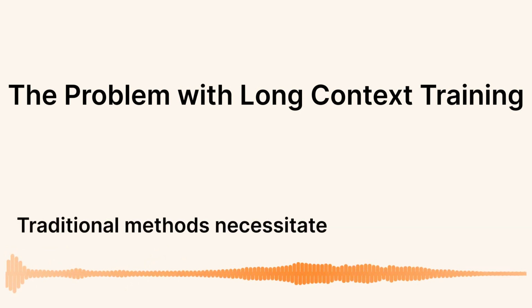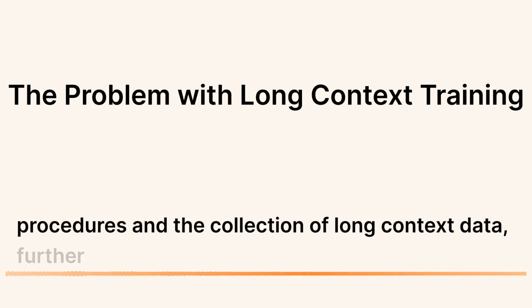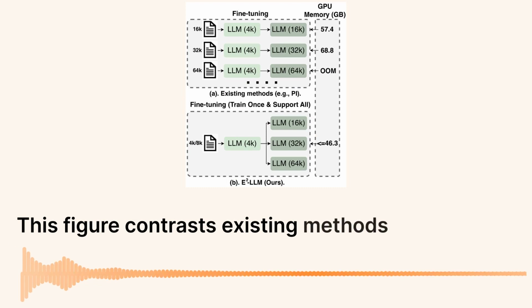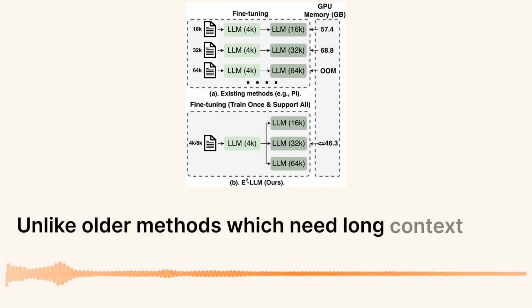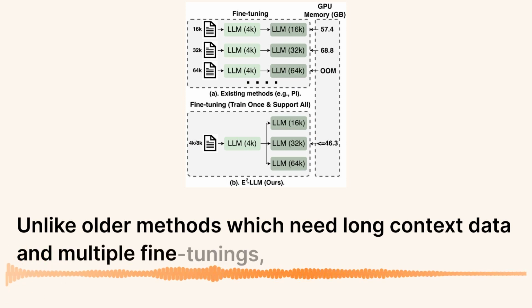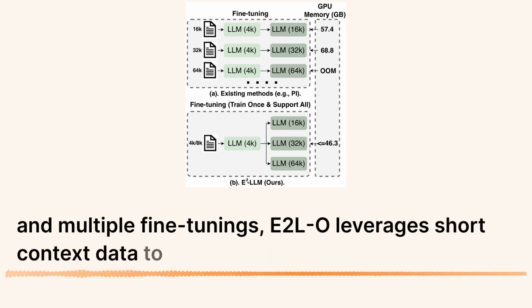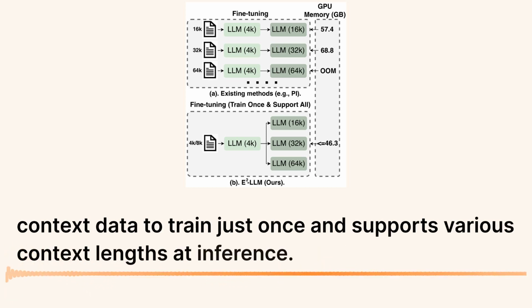Traditional methods necessitate additional training procedures and the collection of long context data, further inflating the costs. This figure contrasts existing methods with E2LLM. Unlike older methods which need long context data and multiple fine-tunings, E2LLM leverages short context data to train just once and supports various context lengths at inference.